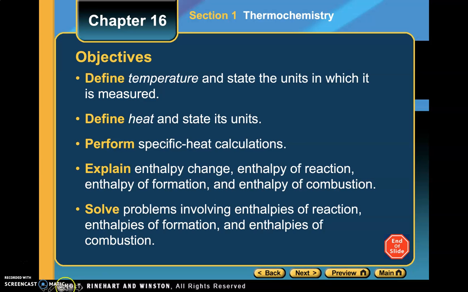So here are our objectives for this section. We want to make sure we can define temperature and determine what units temperature should be measured in. We should be able to define heat and, again, state its units. We should be able to perform specific heat calculations. That means you're going to start using the equation Q equals mc delta T, and you should be able to use that equation for this chapter.